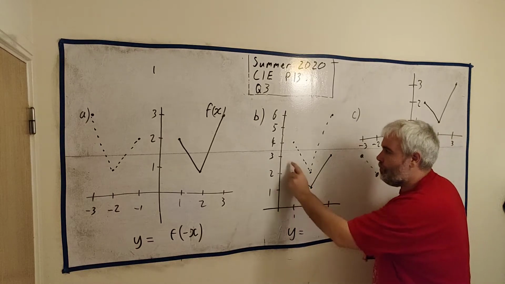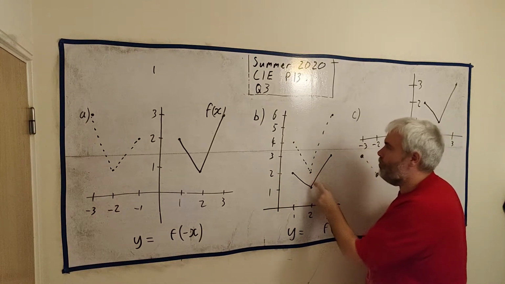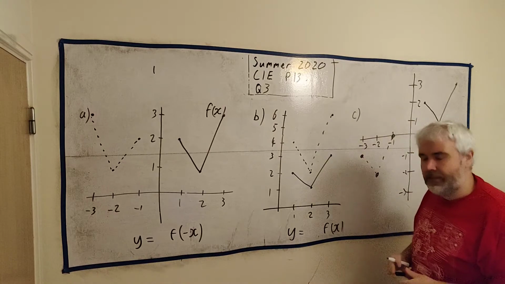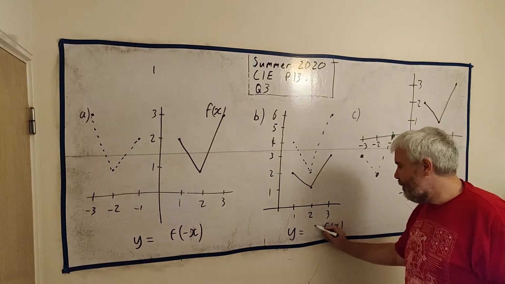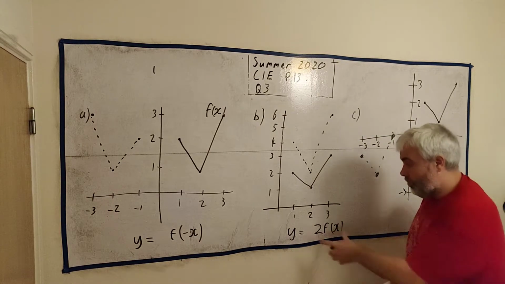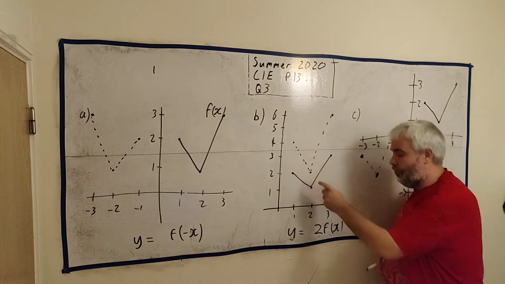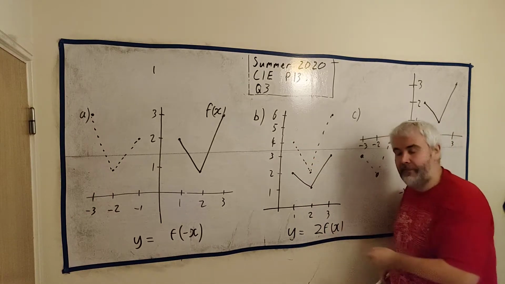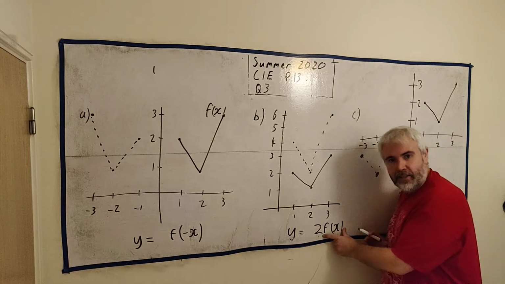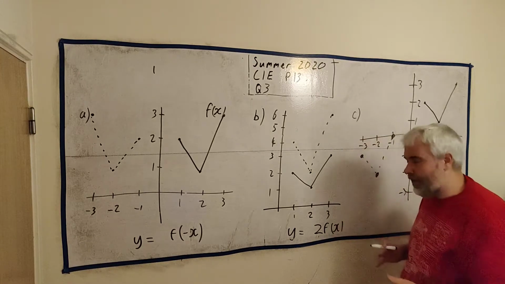So let's see, 2 is becoming 4, 1 is becoming 2, and 3 is becoming 6. Can you see the pattern? Everything is being multiplied by 2. So this is the answer here. That's what this new function will look like. Y is equal to 2f(x). All the y's. Think of f(x) as y and x as x.